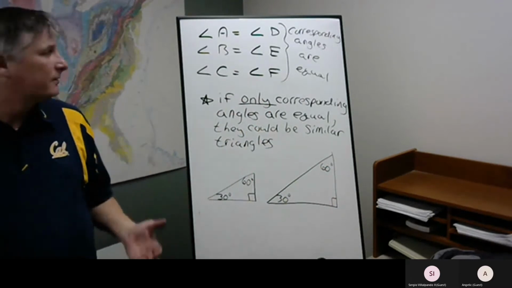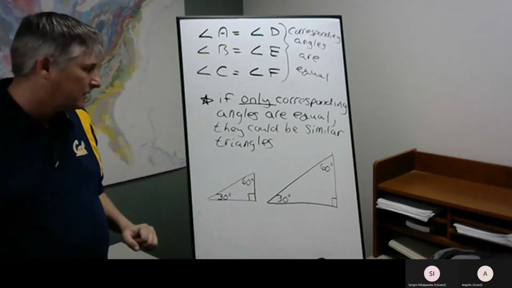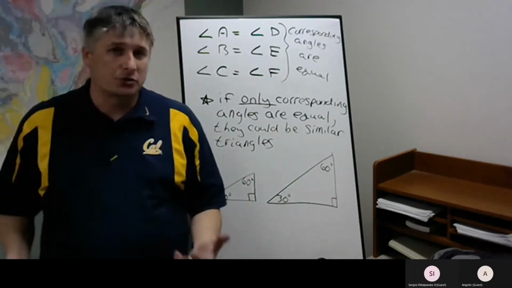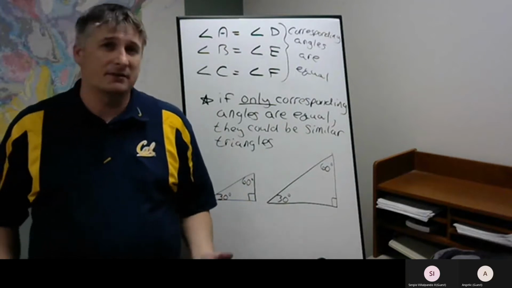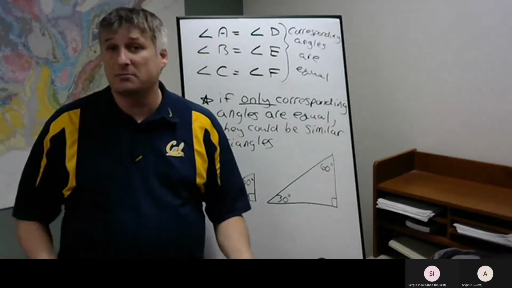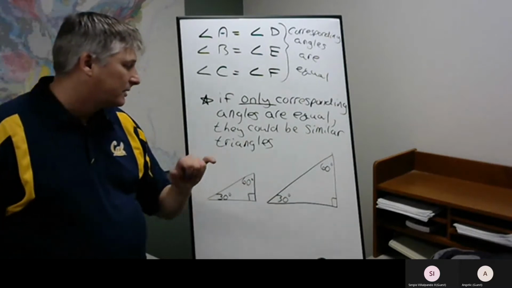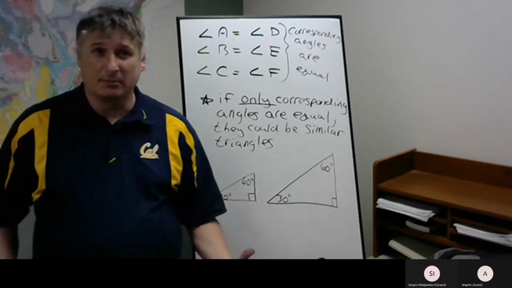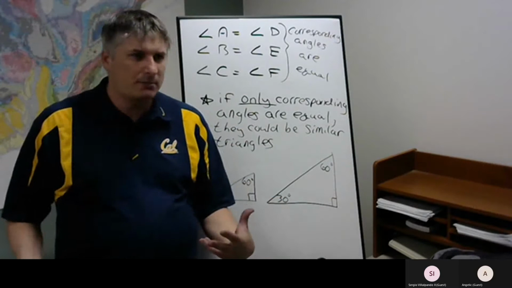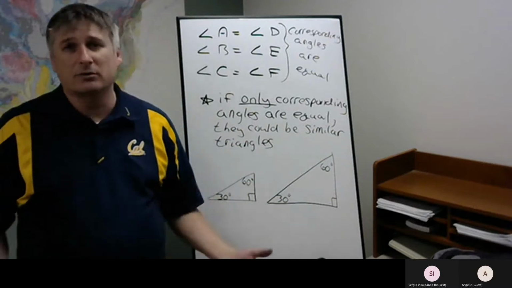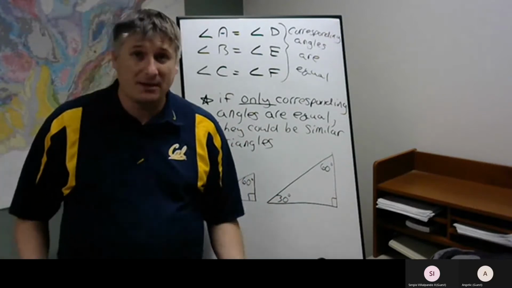It's not enough to have equal angles to give you congruent triangles. The sides also have to be the same lengths as well, or the corresponding sides. So here's an example where the angles are equal, but they're not congruent, they're only similar. Again, similar is same shape, different size. Congruent is same shape and the same size.